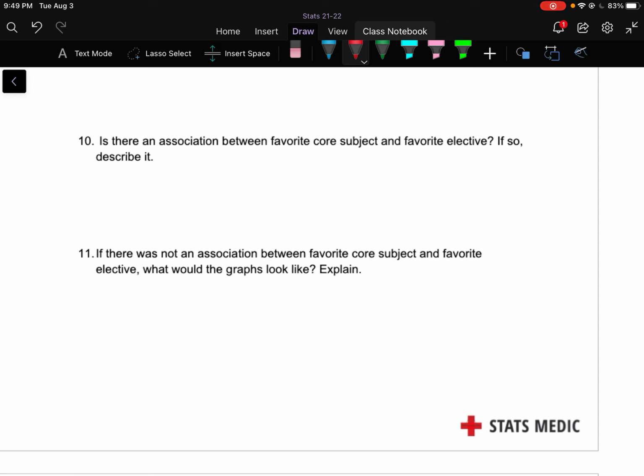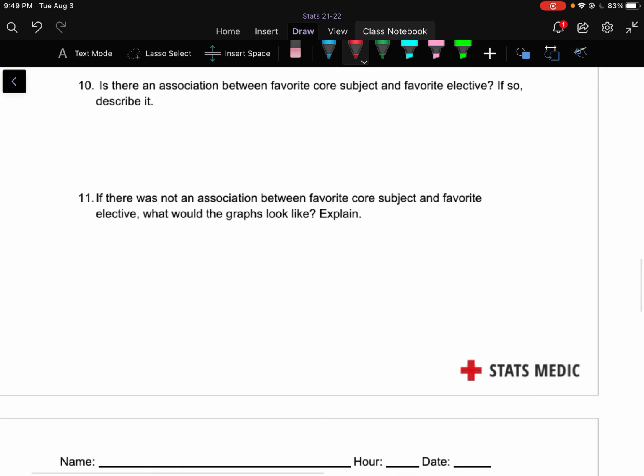All right, 11. If there was not an association between a student's favorite core subject and their favorite elective, what would the graphs look like? Well, if there was no association, that's another way of saying that there's no difference between our two groups of students, math students versus English students. So if there's no difference, then the percentages we see, or the size of the different colored segments, would be more or less the same. It doesn't have to be exactly the same, but it would be roughly the same.